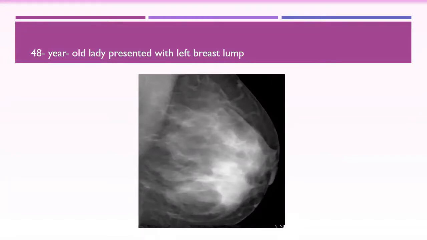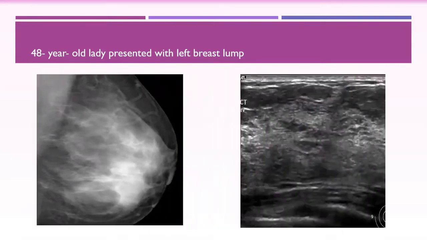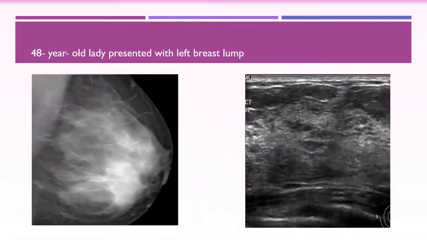Next, it will be compression. It shows a focal area of asymmetry with extension into the subcutaneous fat up to the skin. So what do we call it? What is the name for it?